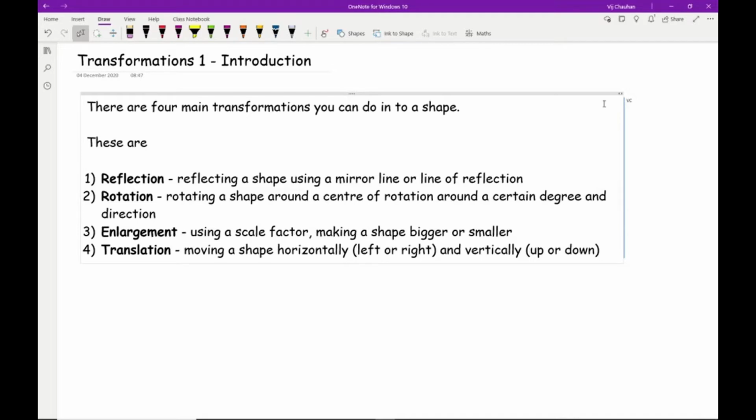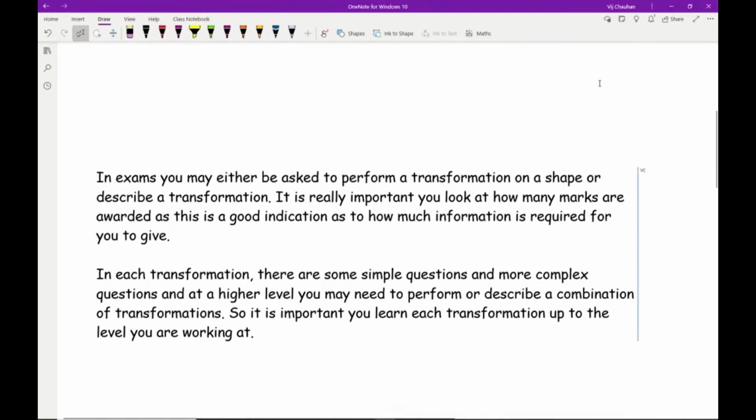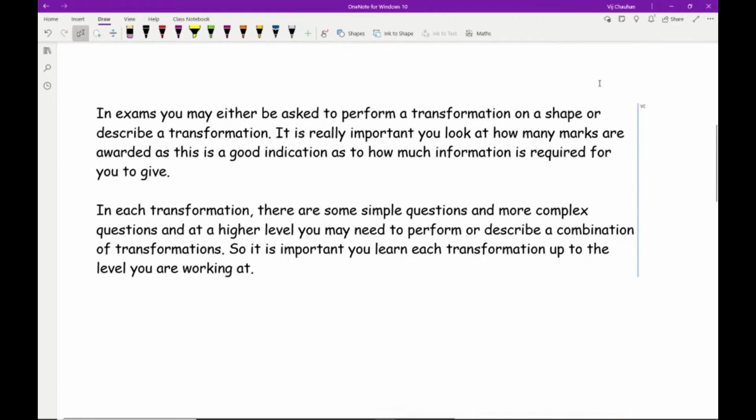It's really important that you practice each of these four transformations and also start to recognize when a shape has been reflected, rotated, enlarged, or translated. In some cases it's very obvious, but sometimes with rotation, reflection and translation, it can be a little bit confusing as to which one has been used, or maybe it could be both.